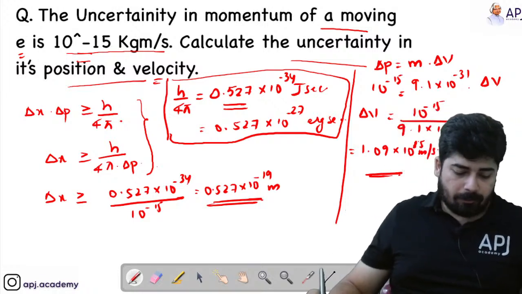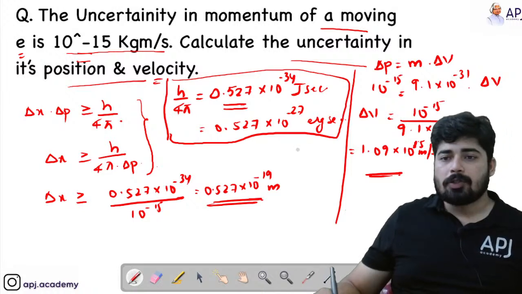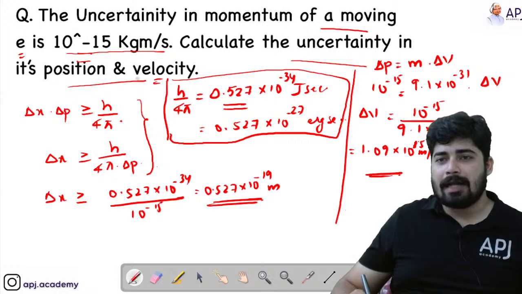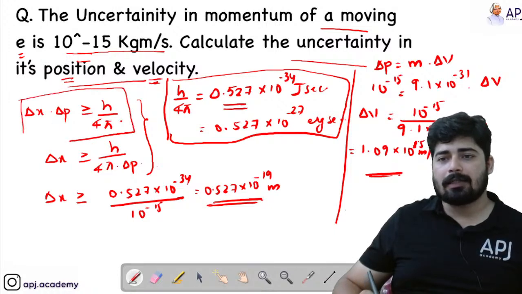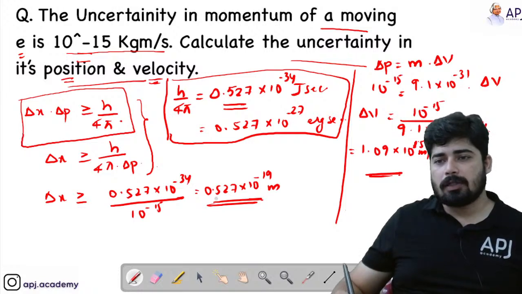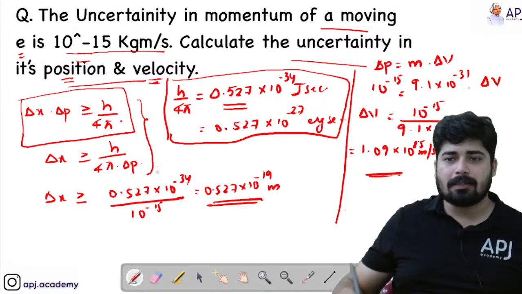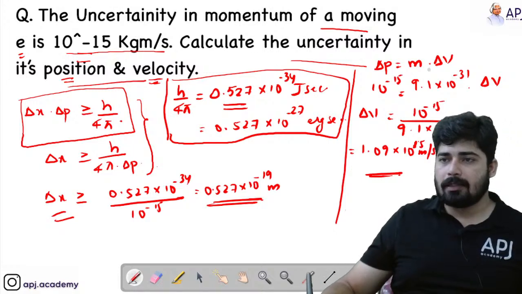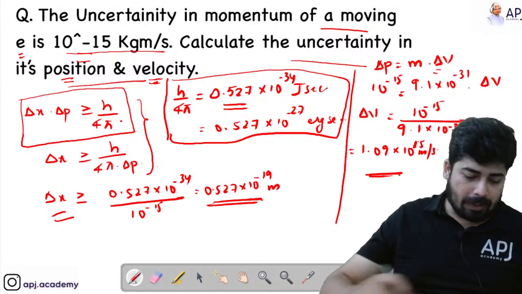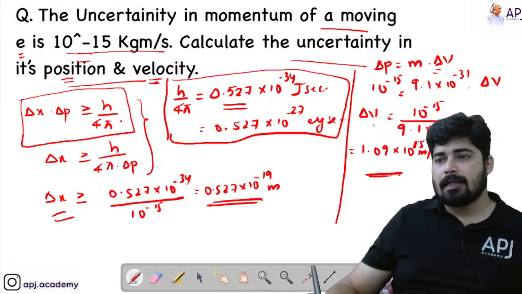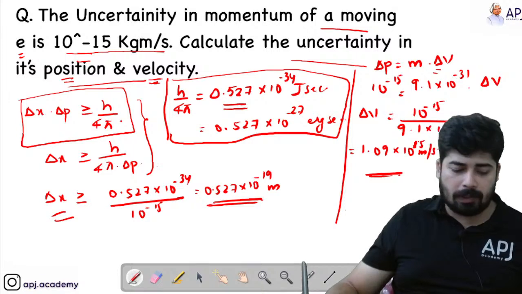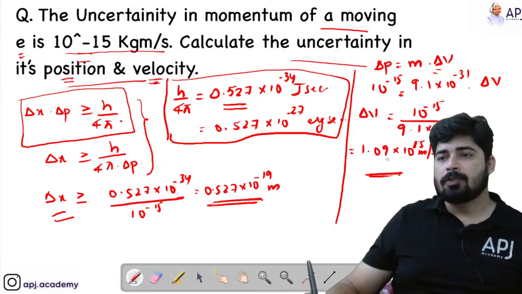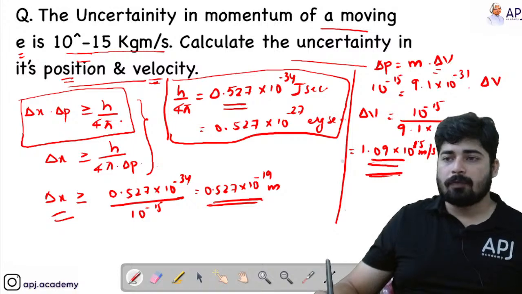Hope this is clear, students. In the first question you are asked to find Δx, the position, and then the uncertainty in velocity. Using the equation Δx · Δp ≥ h/4π, you got the value 0.527 × 10^-19 meter for the uncertainty in position. Then for Δv, we know the equation Δp = mΔv, so Δv = 10^-15 / (9.1 × 10^-31). So we got the answer 1.09 × 10^15 meter per second.